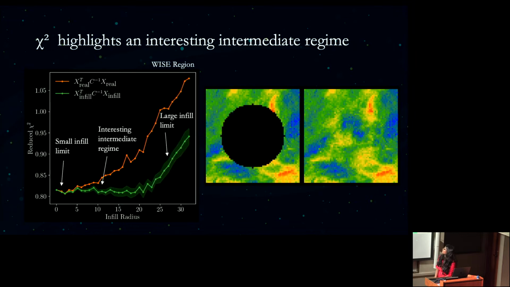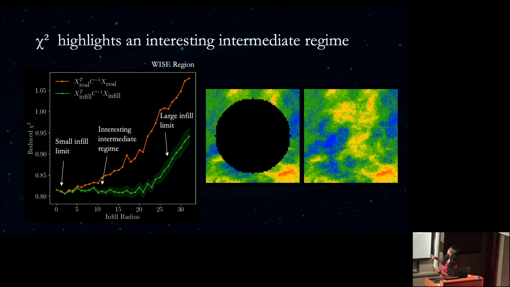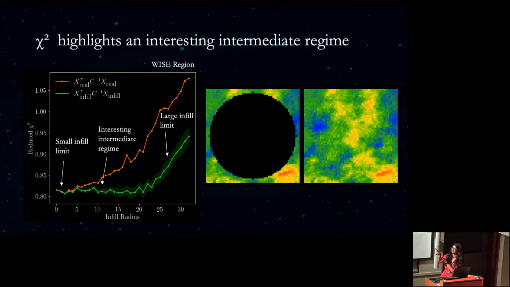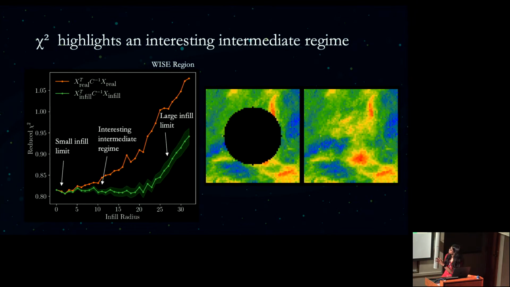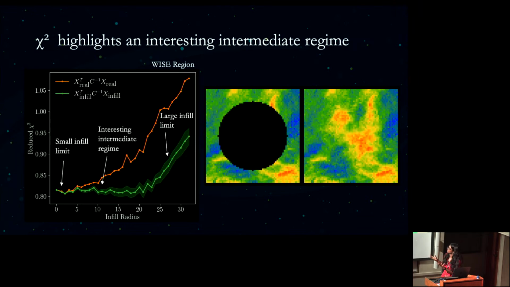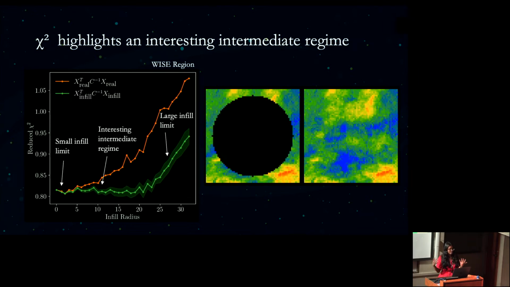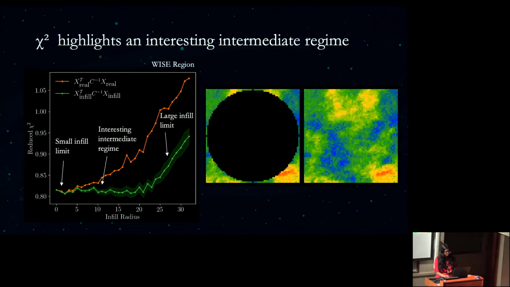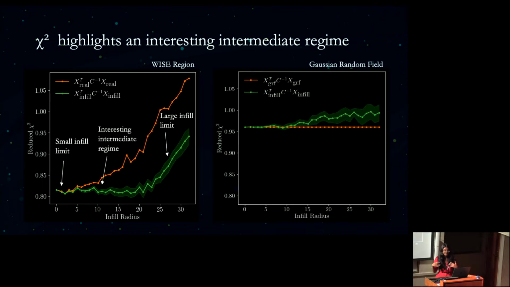And then when you have large infill radius, you can clearly see that we're beyond most of the structure of the actual filament, and so you're getting larger results and asymptotic results. And we compare this to the Gaussian random field, which clearly is a lot more stable across infill radius because it's built off of that covariance matrix C that has been defined to be the same as for the WISE region.